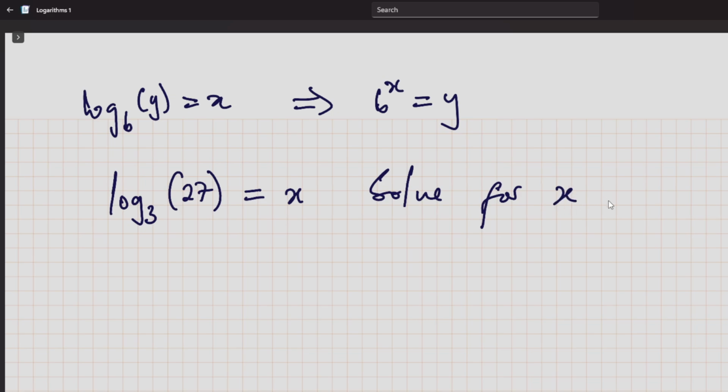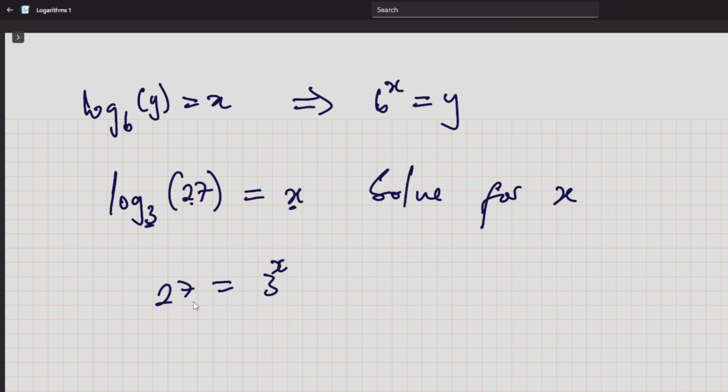This is the same as asking to which power do we raise 3 to get 27. We know that this is the base, this is the exponent, and this is the result of raising 3 to the power of x. So we go ahead and do this. 27 is equal to 3 to the power of x.